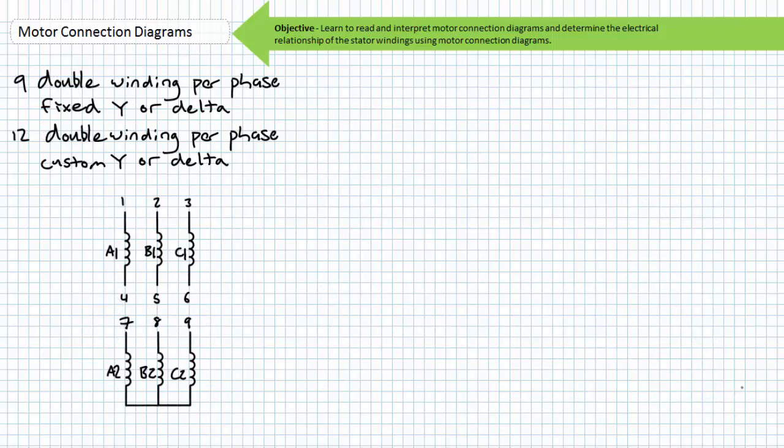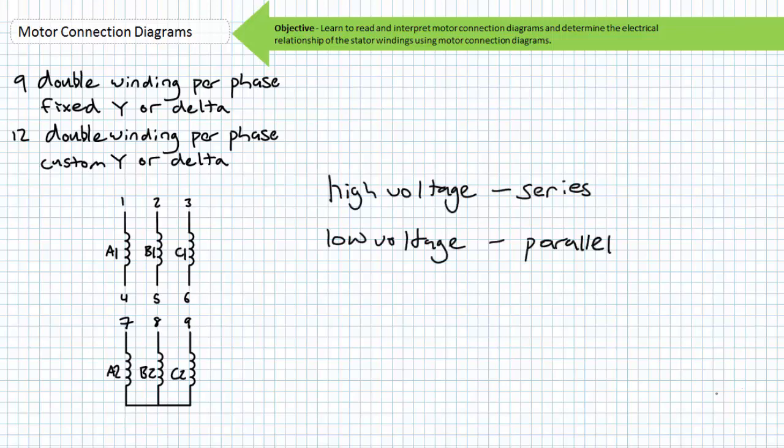Moving on to 9 and 12 lead motors, we find ourselves in true dual voltage motor territory. Regardless if the windings are to be configured in a Y or a delta, the general rule is this: high voltage series, low voltage parallel. When a motor is to be operated at high voltage, the two windings for a particular phase are placed in series with one another. This way, each identical winding drops half the voltage and current would be half as much.